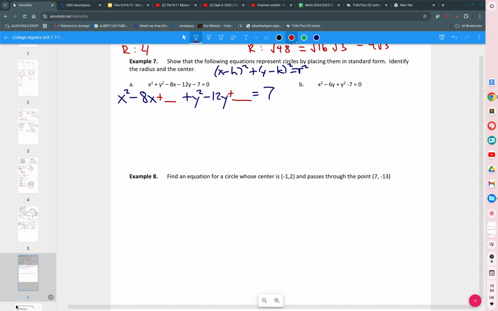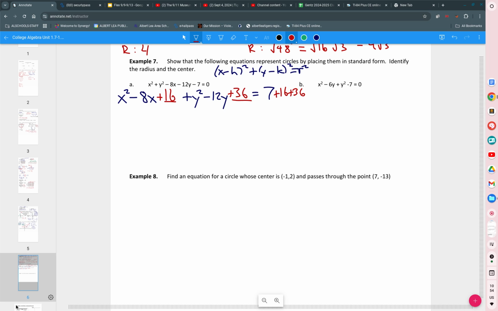16. Remember? I've got 16 and 36. I take the 8 and divide it by 2 to get 4. I square it to get 16. I take the 12, divide it by 2 to get 6. I square it to get 36. If you add it to the left side, you add it to the right side. So we got 16 and 36 as well.